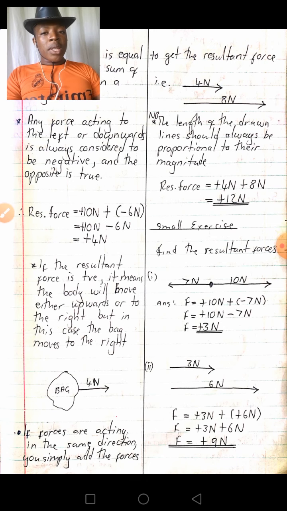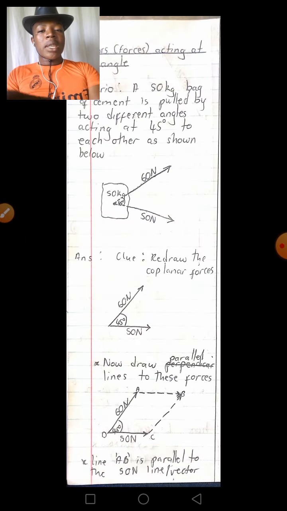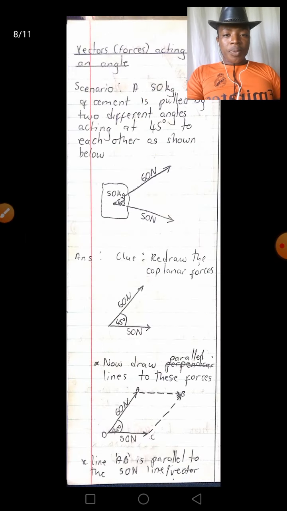Now those forces are also known as coplanar forces. The definition for coplanar forces is simply that these are forces that are acting at the same point. As you can see, 10 newtons are pulling from the same point as 7 newtons are also pulling. So these are coplanar forces. We've got 3 newtons and 6 newtons acting in the same direction. We've got the resultant force being equal to plus 9 newtons.